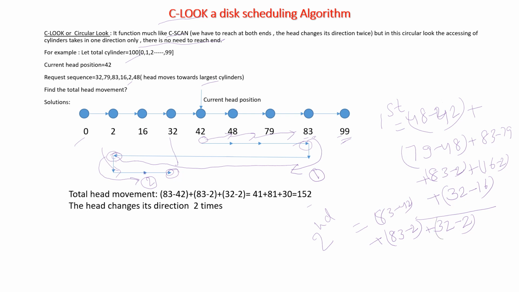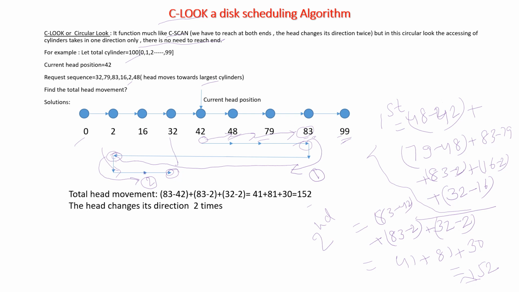The initial head position in the middle will not come, in the direct way we do initial position minus final position. So if we calculate this, we get 41 plus 81 plus 30, which comes to 152. If you do the summation by this method too, you will get the same result, 152. So this is the answer.